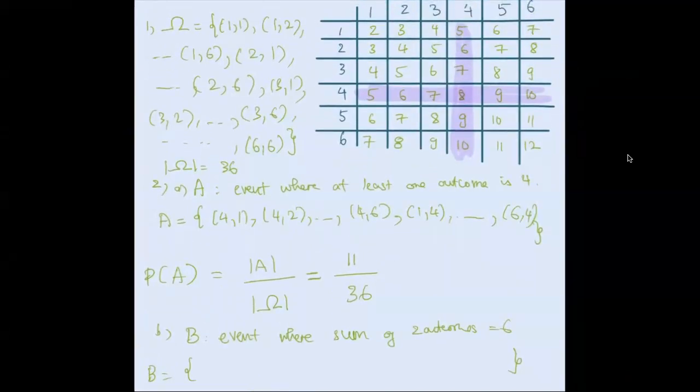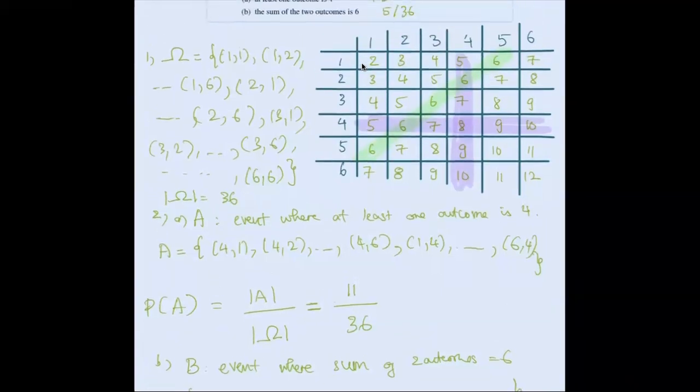So here I want those that have the sum equal to 6. And how do I look at the sum? The sum is all the numbers in the intersection here, like it is here, right? And I want the sum to be 6, which means I want this part. I don't know if you can see it. Okay, so this part is all the outcomes such that the sum is equal to 6.